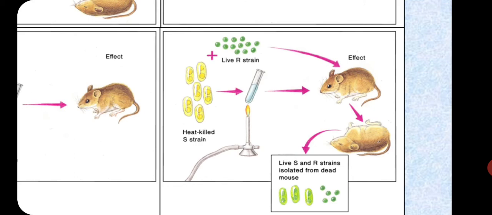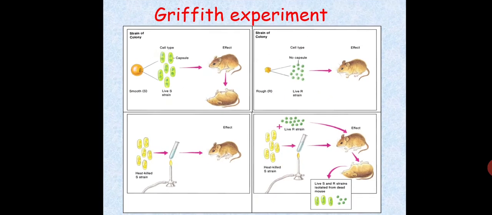See, the point is that the same R strain which was unable to cause the disease earlier is now able to cause the disease, right? So the heat killed S strain which was unable to cause the disease, when mixed together with alive R strain, brought certain changes, and this means that there was something. And what was that? The R strain which was unable to cause the disease earlier, in the presence of heat killed S strain, has taken a certain factor, the factor that was able to cause the disease and was present in the S strain, and it does not get destroyed by heat killing.